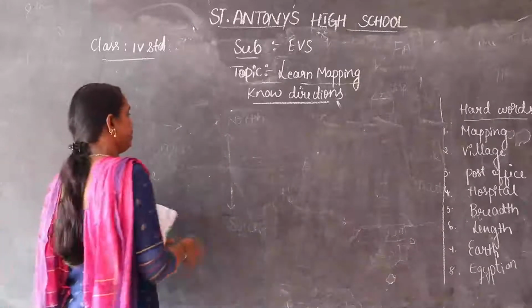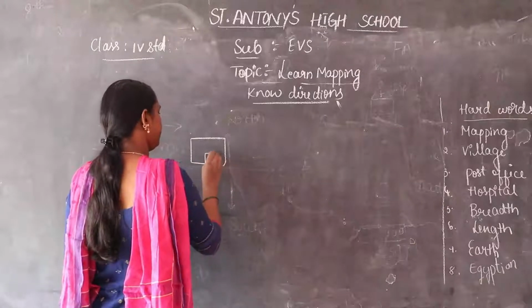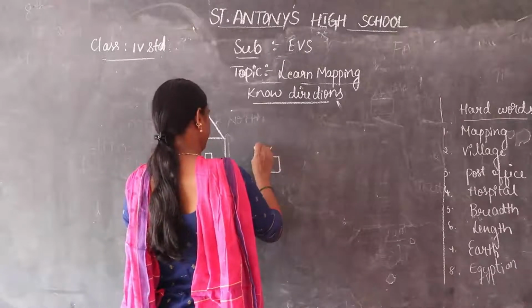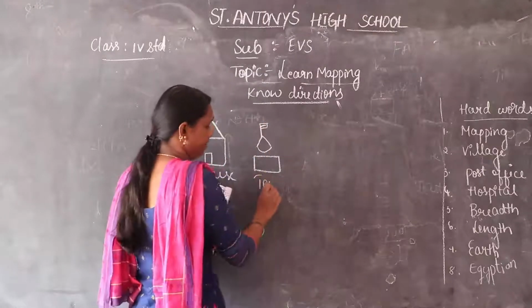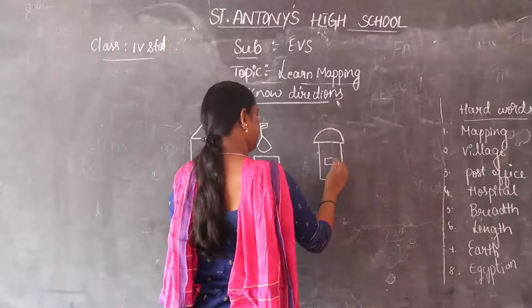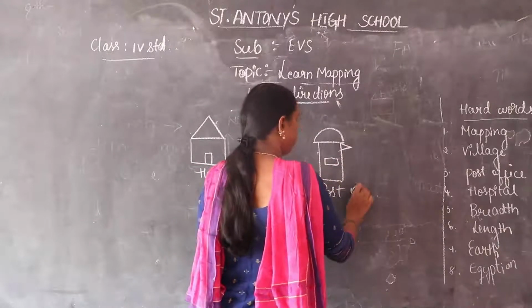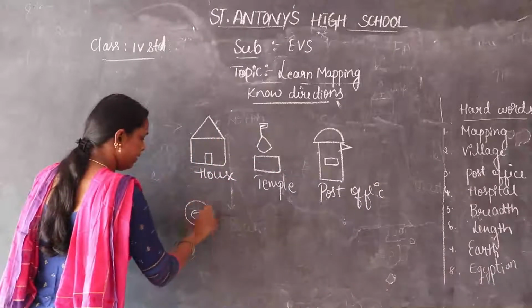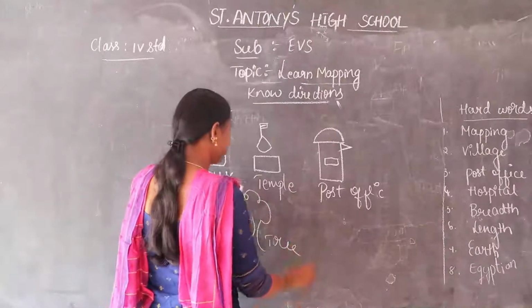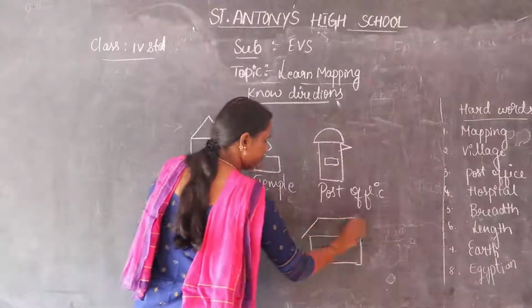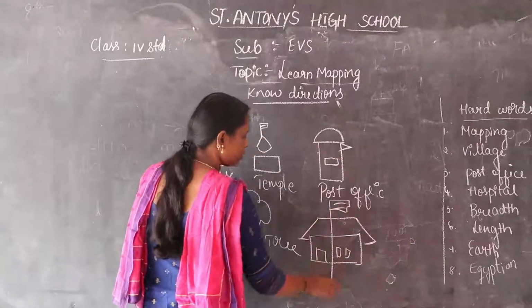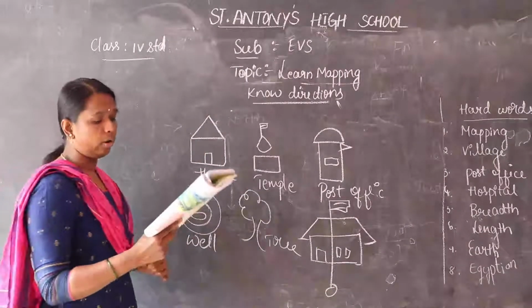First one is house. House, temple, post office, well, tree, school, here is a flag, school. So like that we have symbols to locate things on maps.